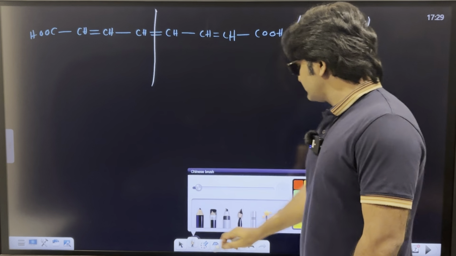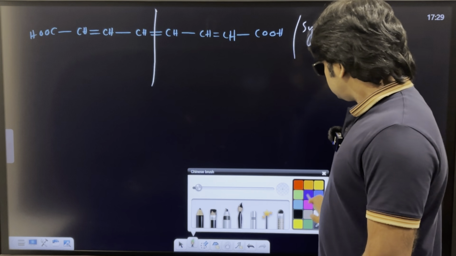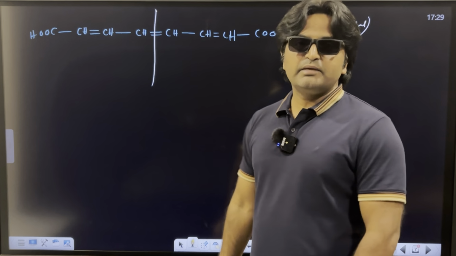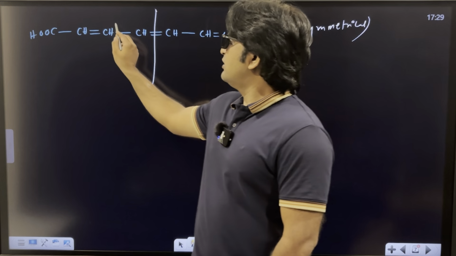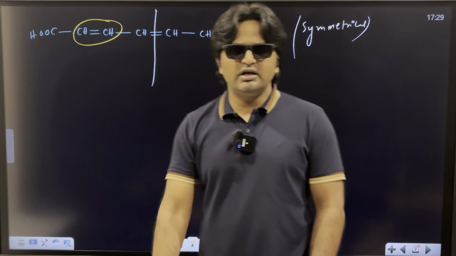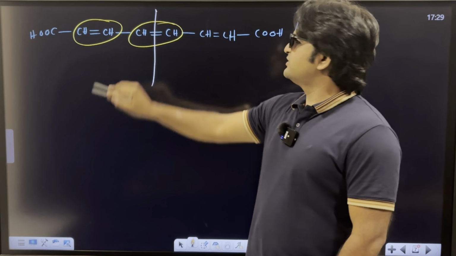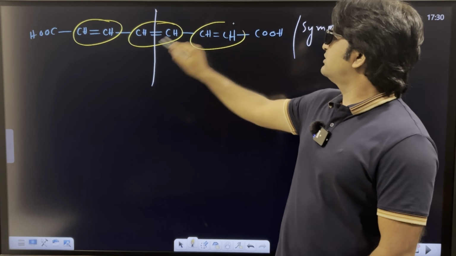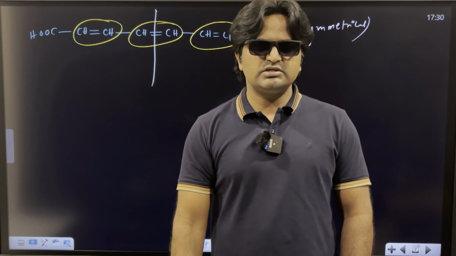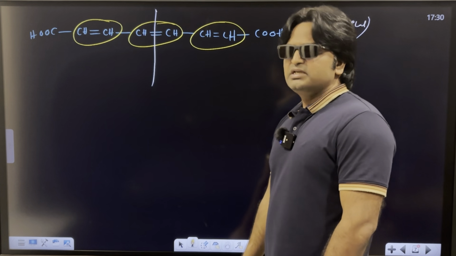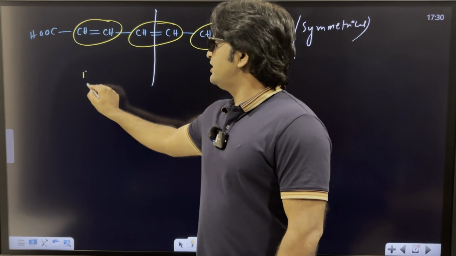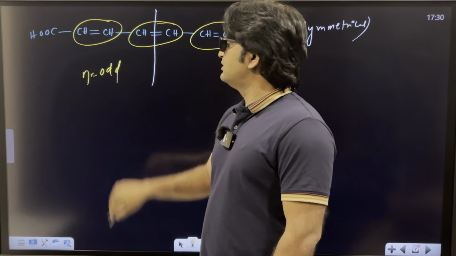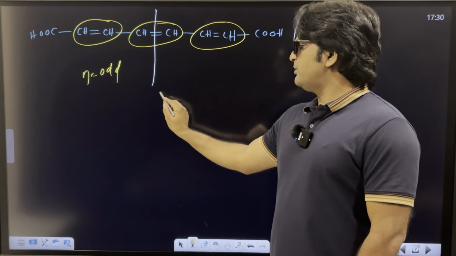Very clear. Fine. Next, what are the segments? Identify segments. Now this is my first segment for geometrical isomerism, second segment for geometrical isomerism, and this is my third segment for geometrical isomerism. Clear? Now three segments are there. That means what is the n value? Even number or odd number? Odd number. Then how to apply the formula?